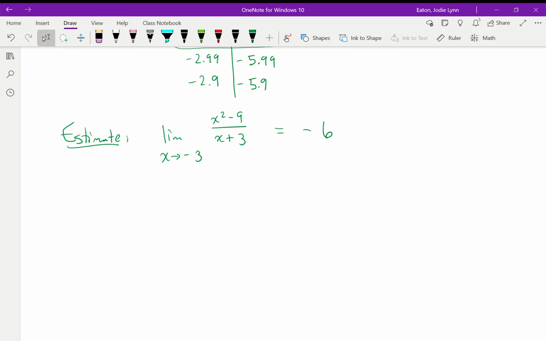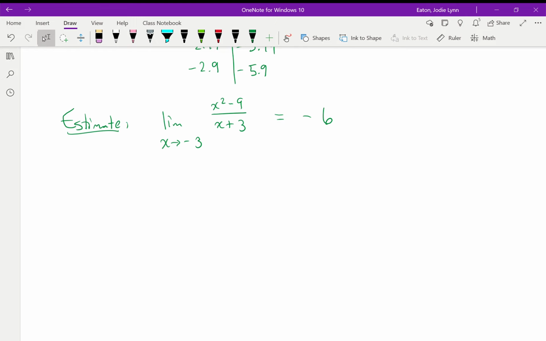And you can do similar things with other questions. So hopefully that gives you an idea of how to do some estimating. The last thing that we're going to take a look at is, what do we do when there is no limit? When is there no limit?